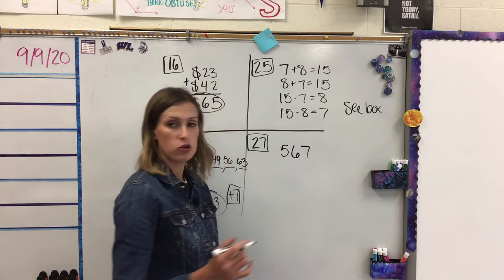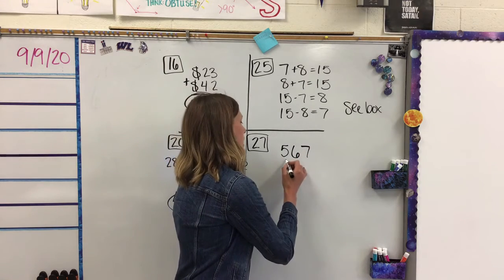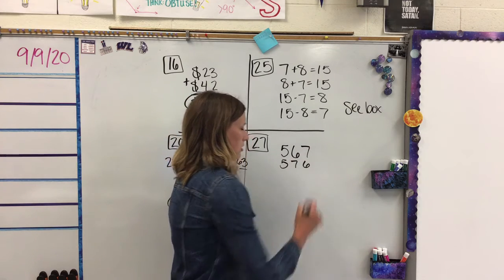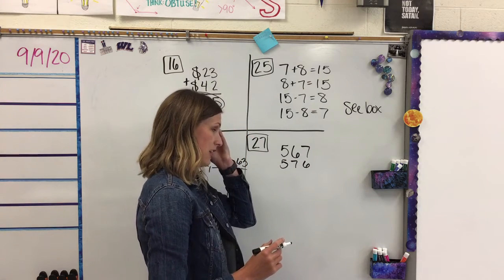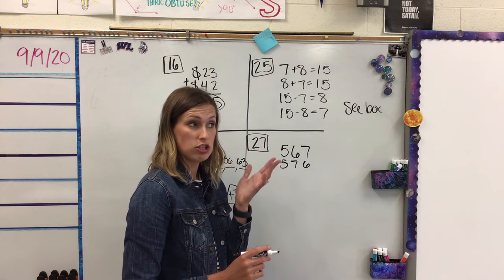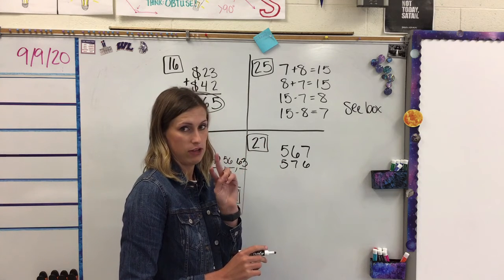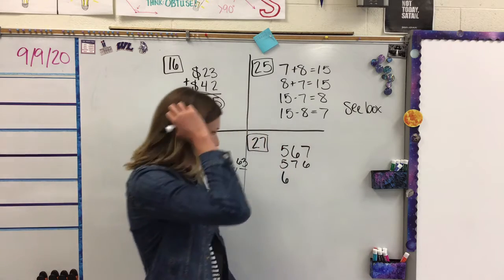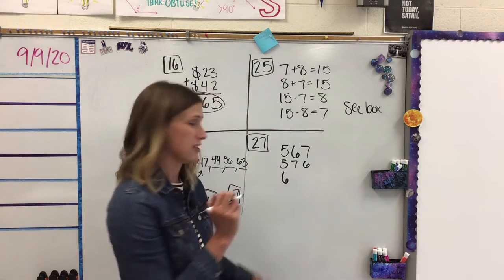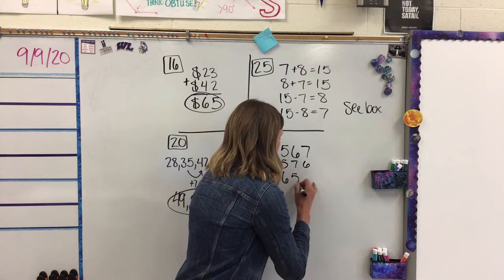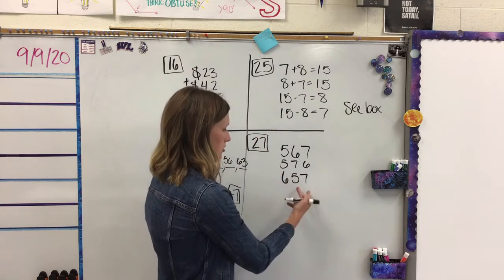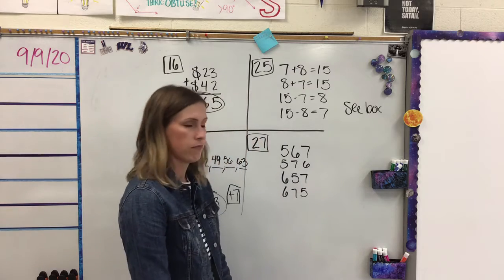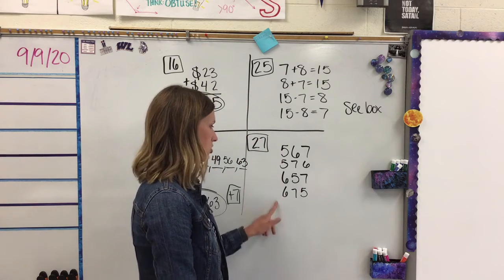Okay? Now I'm going to do my other number that starts with a 5. So start with 5, and then switch these two. So 576. Excellent. Now I've used up my 5. Which number is the next smallest, 6 or 7? 6. So I'd go 6, and then I'm going to put the 5 first because the 5 is smaller than 7. 657. Switch the last two. 675.